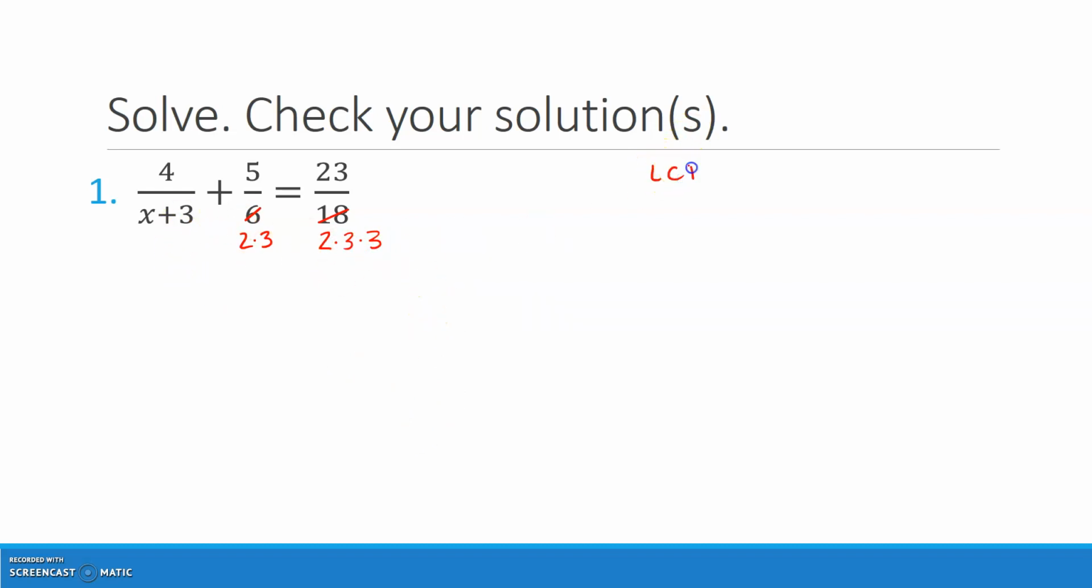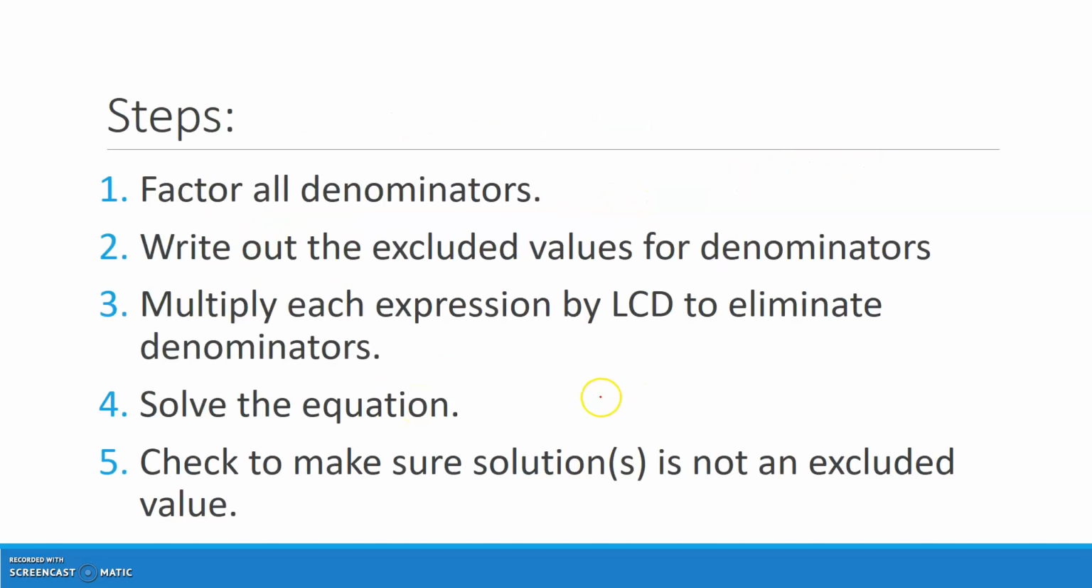Then for my least common denominator, I know I need an x plus 3. I need one x plus 3 for sure. Then if I go over to this one, I need at least 1 2 and at least 1 3. So I know I need a 2 and a 3. And then right here, well, I have a 2 and a 3 already, but I need an extra 3. So I need another 3 right here. So my least common denominator is this. And you can leave it like this, or you can multiply it out and put 18 times x plus 3. It doesn't really matter. But now we're going to write the excluded values.